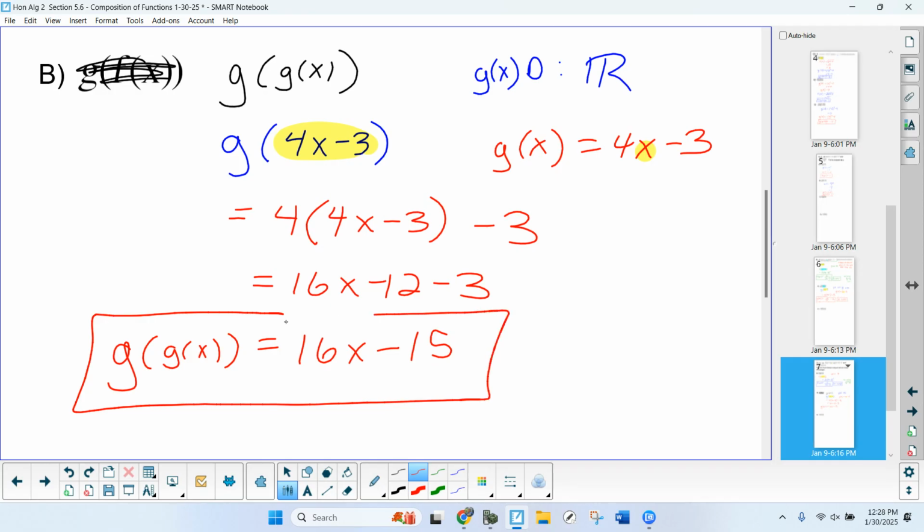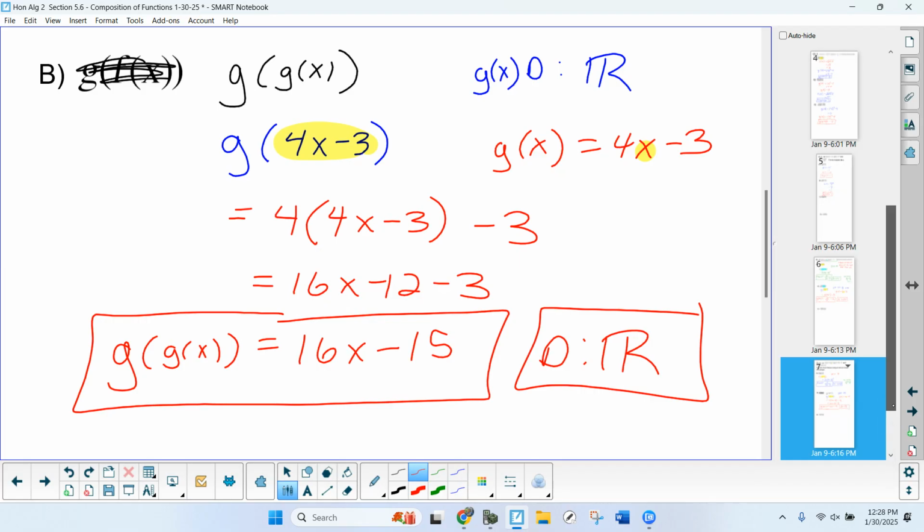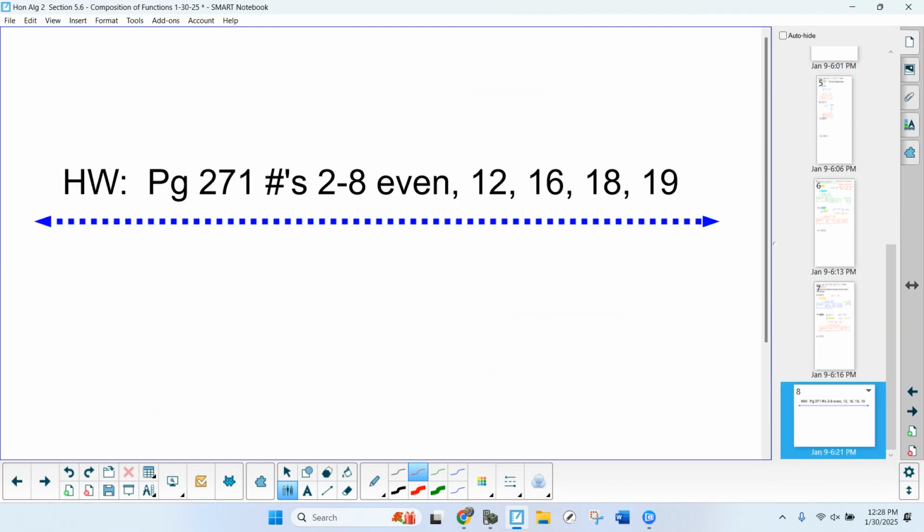What's the domain? Okay, we said the input was all real numbers. What's the final answer? So what's your domain? How are you guys feeling about the domain? Are we getting better with domains? Okay. You guys came in asking me if this was easier or harder than last night. Easier? Way easier. Okay. Homework. 2 through 8 even, 12, 16, 18, and 19.